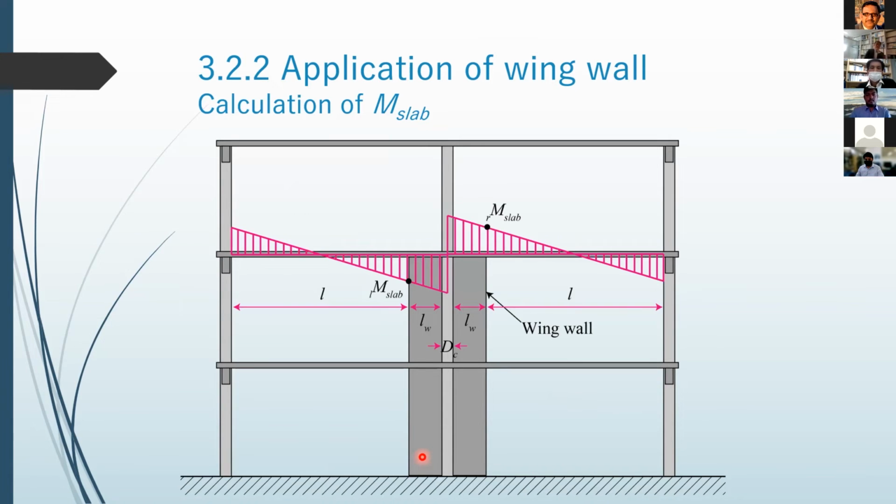This figure shows how to calculate M slab. By installing a wing wall, the critical section of the slab moves from the edge of the column to the edge of the wing wall. So this moment is the capacity of the slab. And assuming double curvature, as shown in this figure, we can calculate the nodal moment at the flexural yielding of the slab. It is M slab.